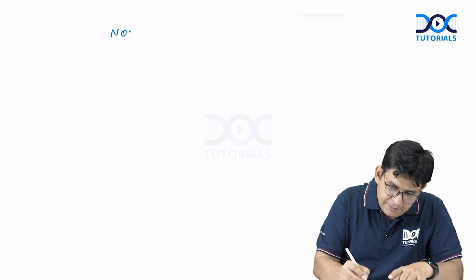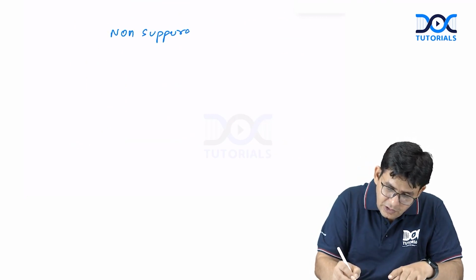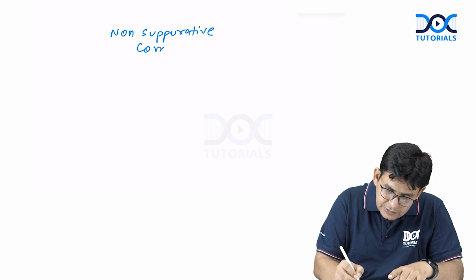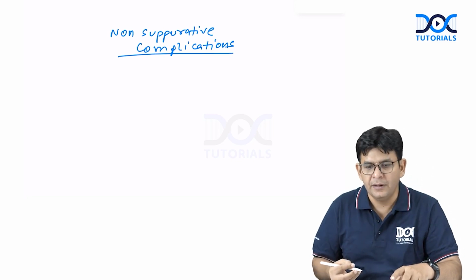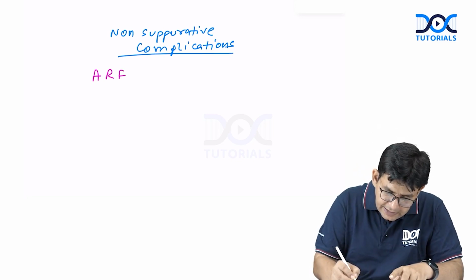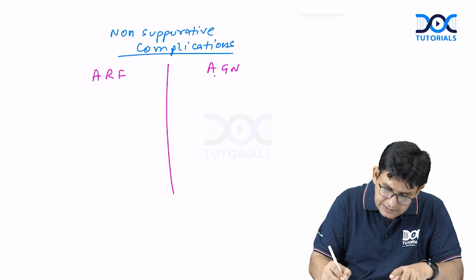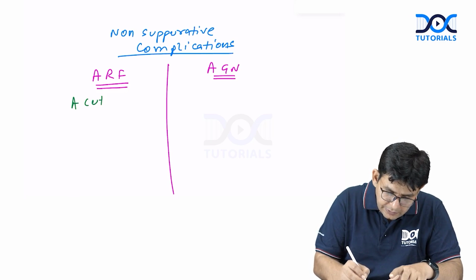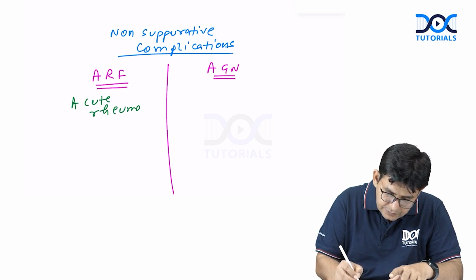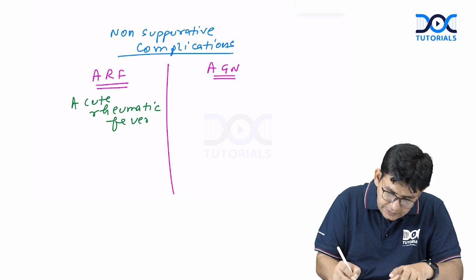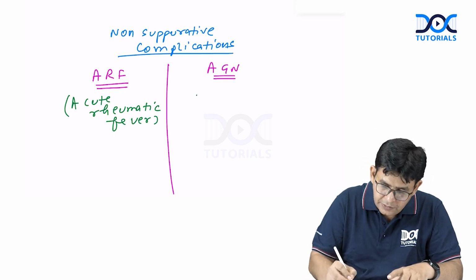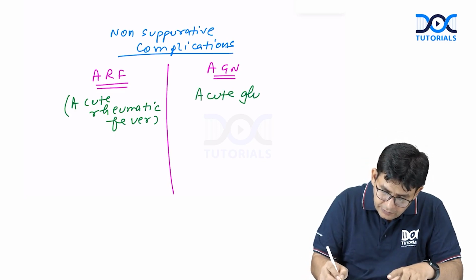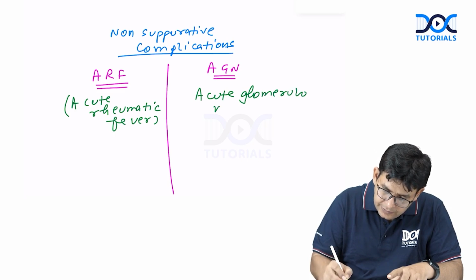Is it fine? Now coming to the non-pyogenic infections. Guys, important is, what are the various non-suppurative complications? Non-suppurative complications of Streptococcus pyogenes is itself a question. And what is that? ARF and AGN. ARF stands for acute rheumatic fever. AGN stands for acute glomerulonephritis.